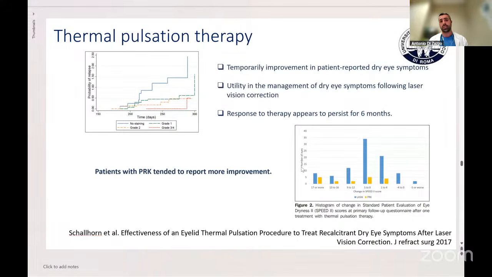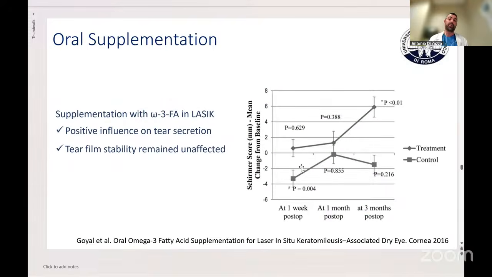The thermal pulsation therapy is very controversial, because it has a short effect, but it is somehow effective at first, and so is oral supplementation. These are both controversial, with different papers. We did a study called the DREAM study, and in this study we actually had very controversial results, but there is still some evidence about that.